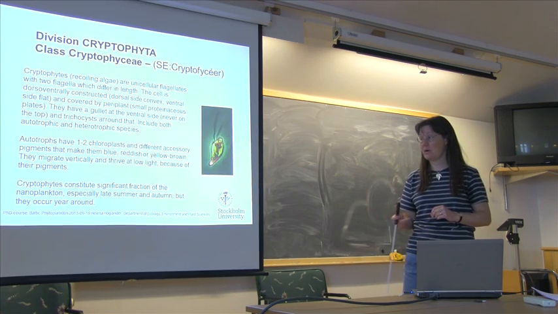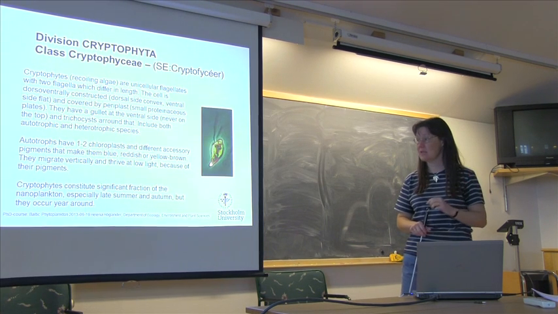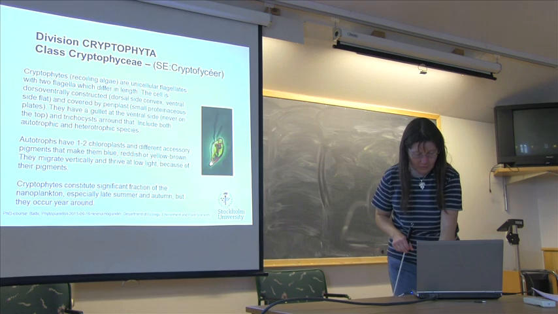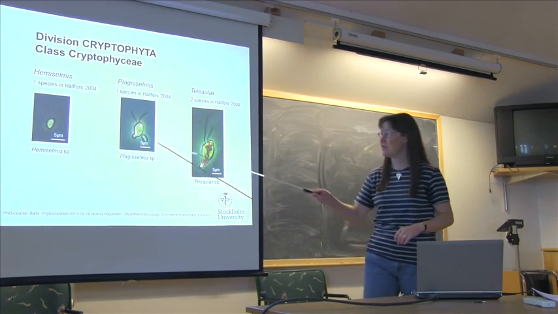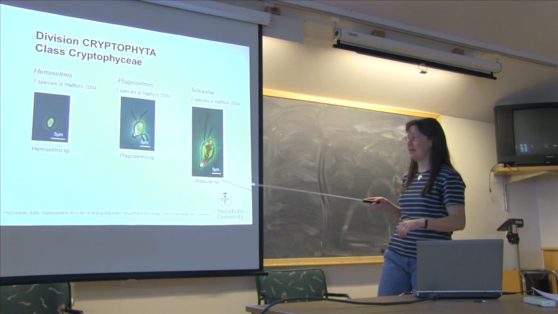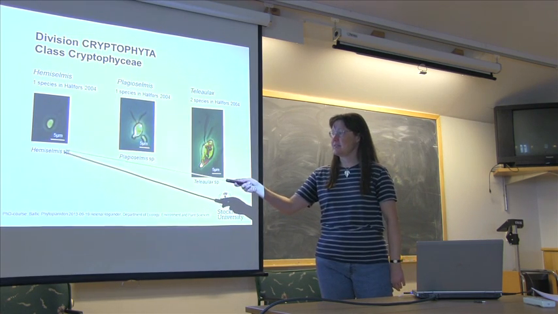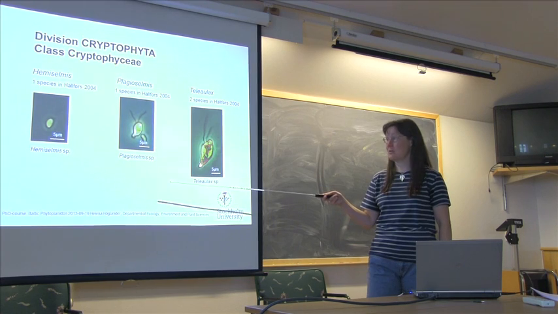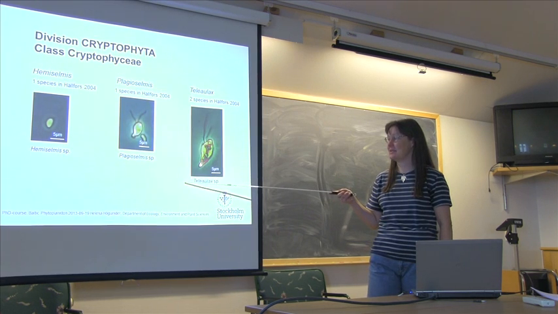And they are an important part of the nanoplankton, the plankton between 2 and 20 microns, and they're important during the summertime and in autumn, but they occur all year round. And the most common genera are Hemiselmis, the smallest one, Plagioselmis, the middle-sized one, and Teleaulax. And in the Baltic we have just one species of Hemiselmis, Hemiselmis virescens, and of Plagioselmis we also have one species, we think, at least for now. And we have 2 species in Teleaulax.